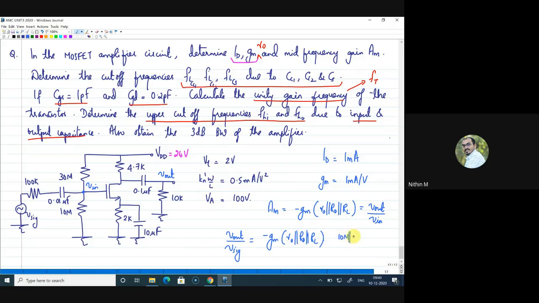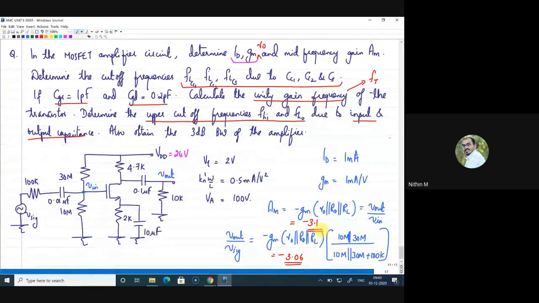ten mega parallel 30 mega divided by 10 mega parallel to 30 mega plus 100k. Right, this voltage division is also there because this is V in and this is V signal. So in between there is a voltage division happening. So that also you need to take care. So I'll just give you the answers here now, and there will not be much difference. This is minus 3.1 and this will be slightly smaller, which is minus 3.06. You can verify the answers. This is the gain of the circuit.